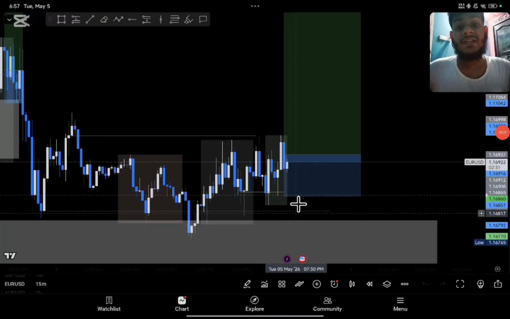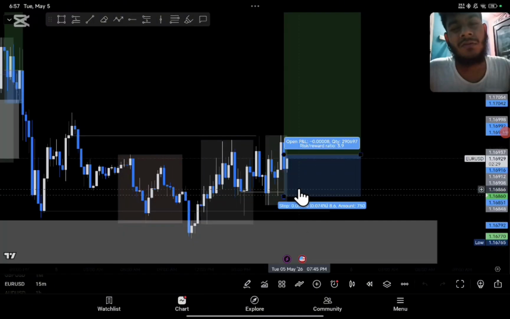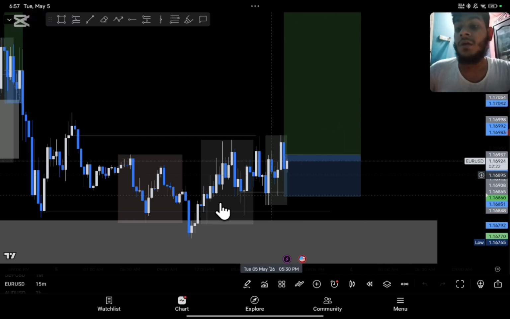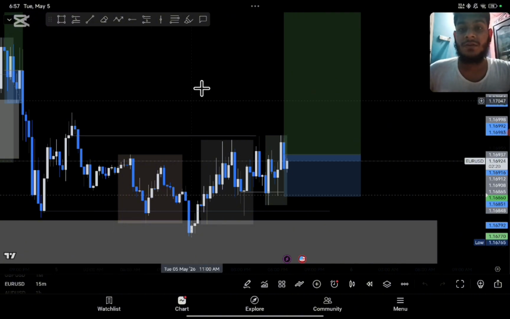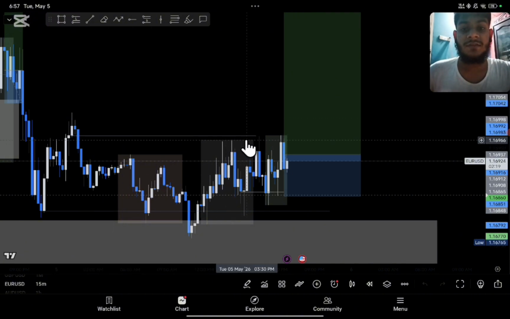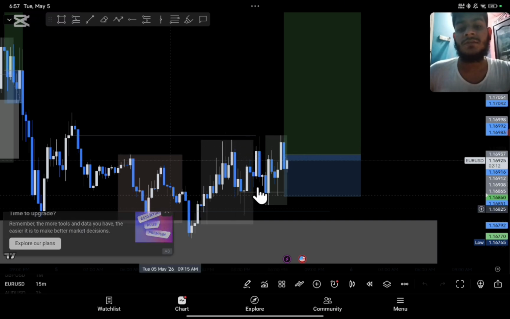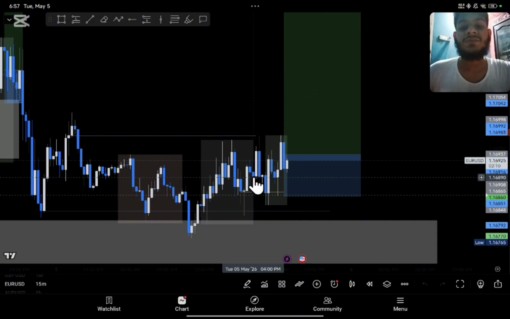Alright, so as you can see, I have executed a long in EU, even though I said something else during the analysis. But still, when price was moving, we were watching that it has taken this liquidity. First of all, it has taken the Asia high, and then the London high has also been taken. So I was waiting for a more structure shift. We did get this shift first, and then this one.